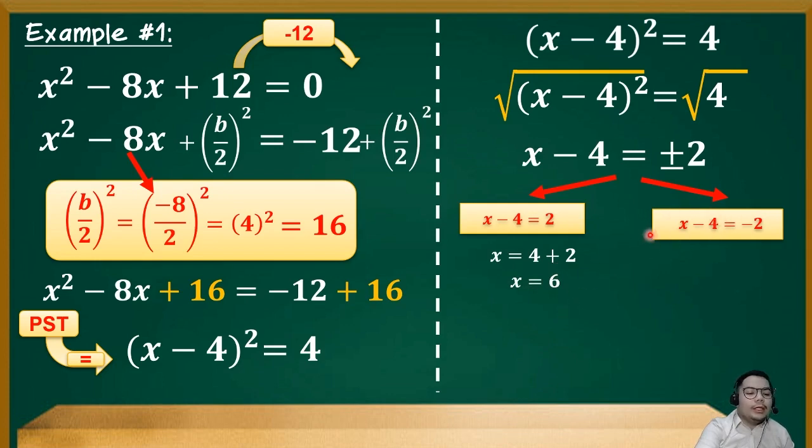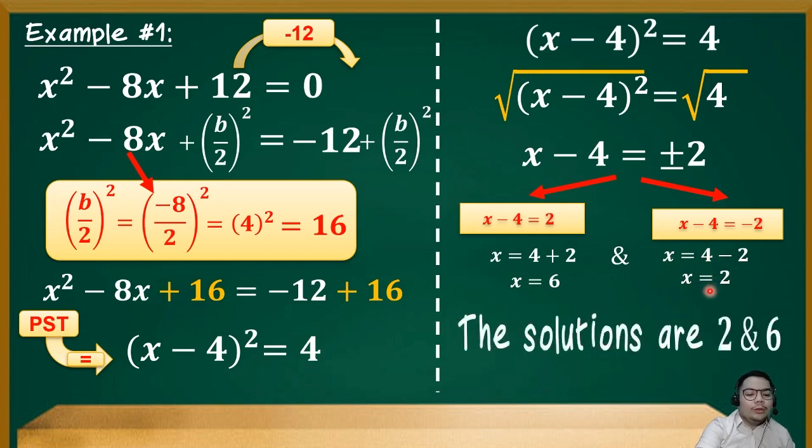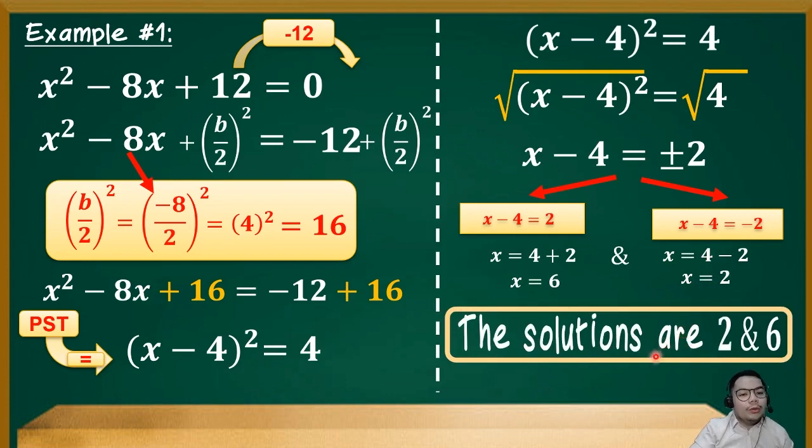And doing the same thing on the right side equation, we have negative 4 transferred to the right side of the equation. So from negative, it becomes positive. But right now, it's 4 minus 2. So this now will become x is equal to 2. So the solutions are 2 and 6. Got it?